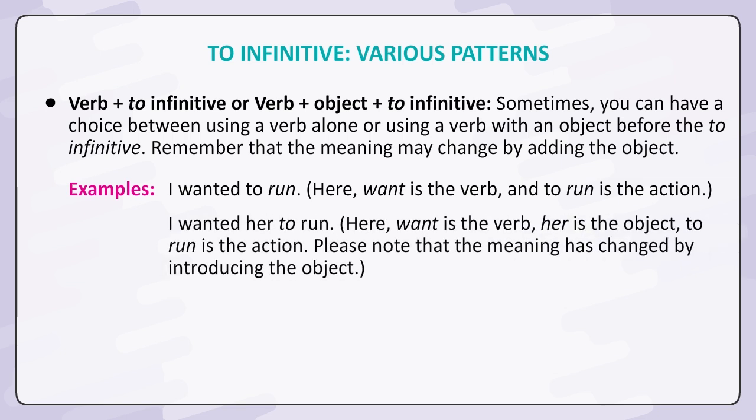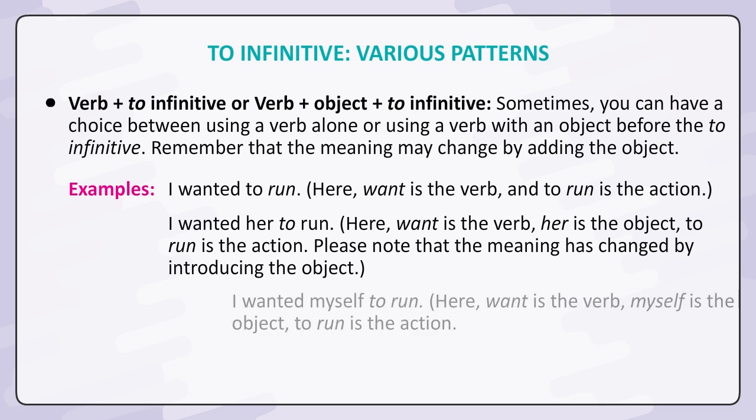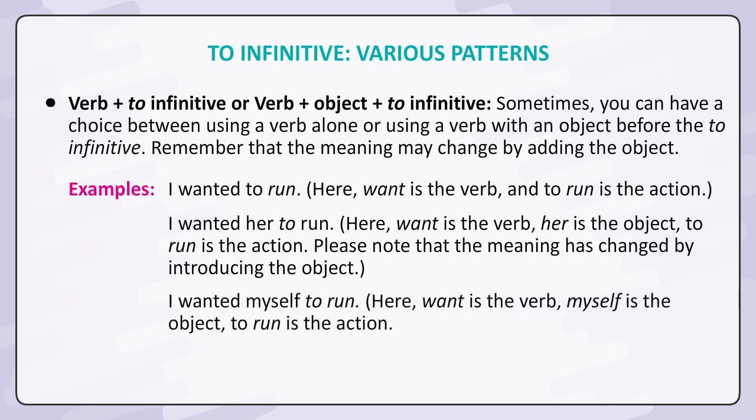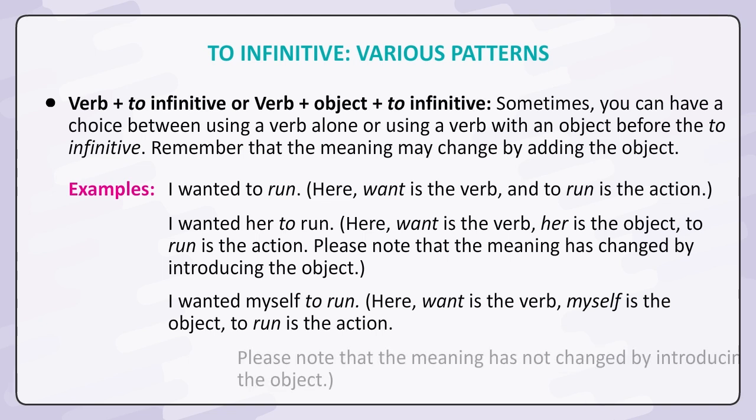I wanted her to run. Here, want is the verb, her is the object, to run is the action. Please note that the meaning has changed by introducing the object. I wanted myself to run. Here, want is the verb, myself is the object, to run is the action.